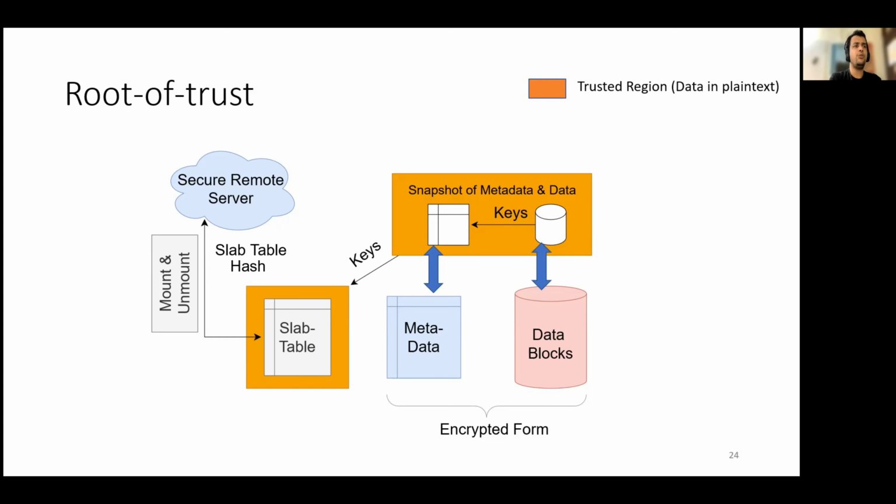This ensures that during the next mount, there is a key and hash dependency between the slab table and the data. Note that this is only required during the mounting and unmounting of the volume. When the volume is mounted, all the operations are handled by the metadata or the slab table locally on the system. Recently, Intel announced secure monitoring counters. This can also be used to ensure the freshness of the data locally. However, they are limited in terms of how many updates can be done on them.